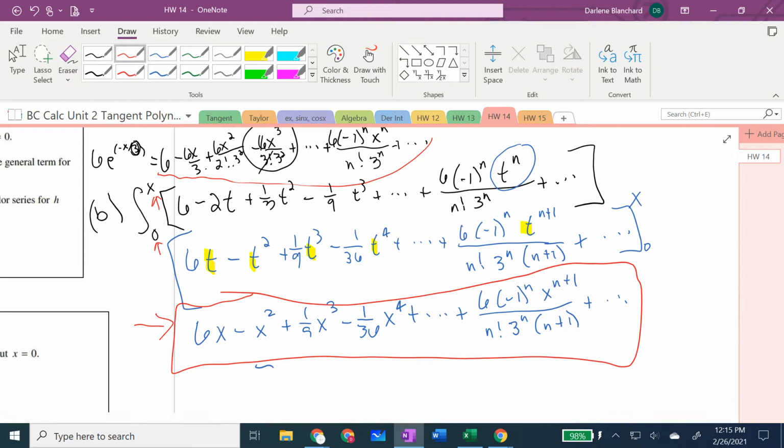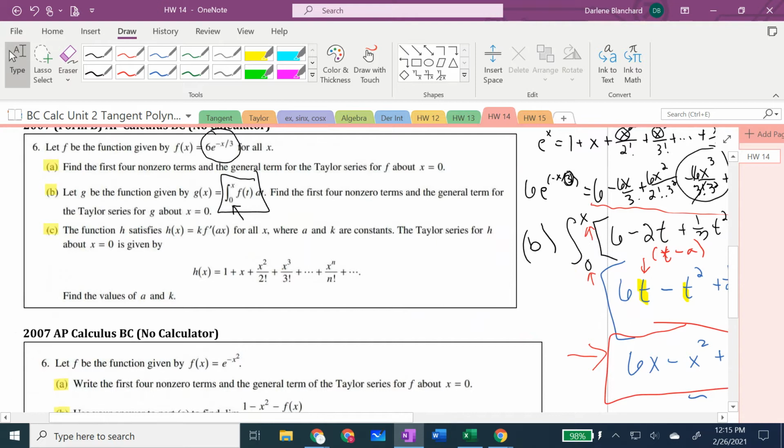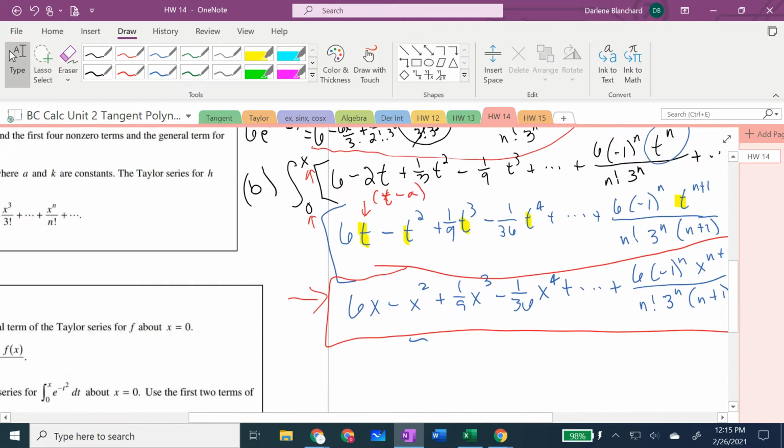Just make sure that if you're dealing with a polynomial that isn't centered at 0, that when you do the integration, you do variable minus center. I'll put t, but make sure that you use that and not t if it is a different center. That's important. Okay, that was part B. And let me make sure. First 4 terms and general term. 1, 2, 3, 4. Yes.